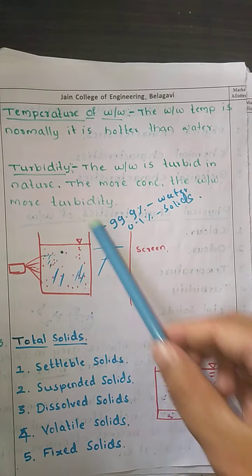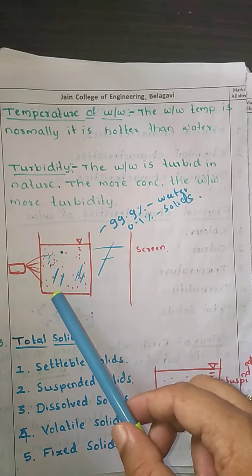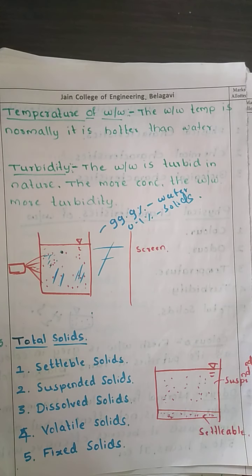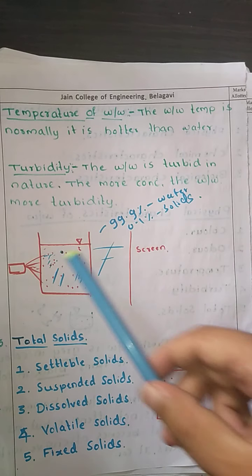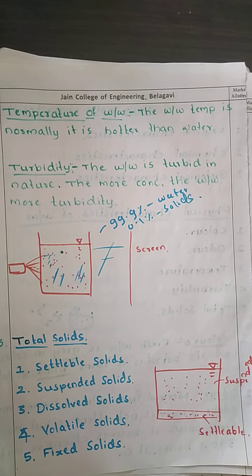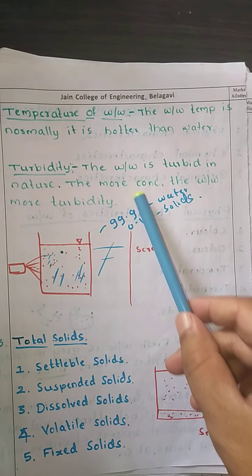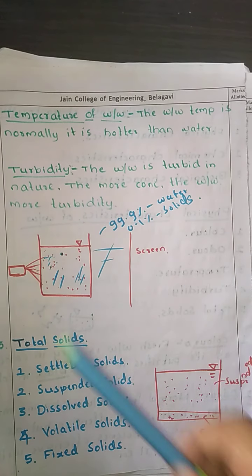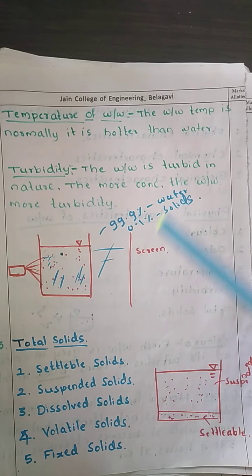Now if the water is clear, whatever light you emit is not going to hit and is not going to be scattered by the solids in that wastewater, and the ray of light will be visible on this particular screen. So this is regarding turbidity. Wastewater is turbid in nature. The more the concentration of the wastewater, the more the turbidity is. That you need to remember.